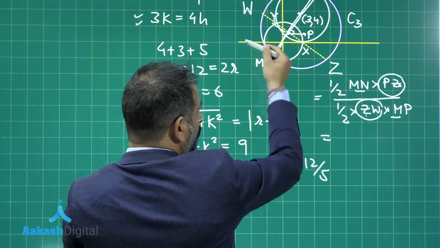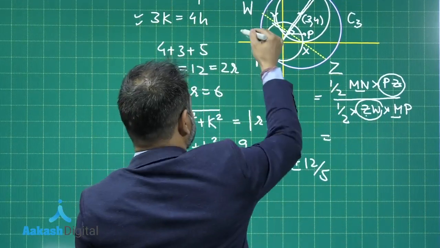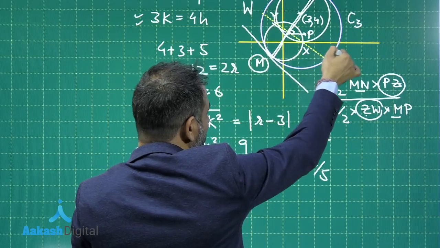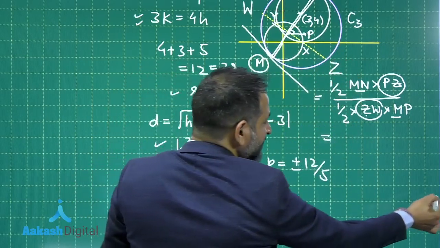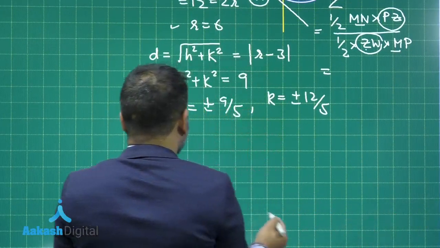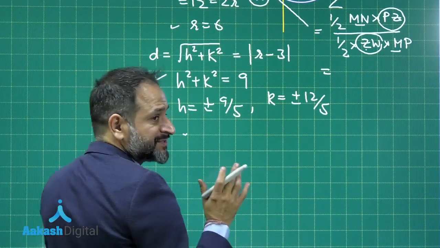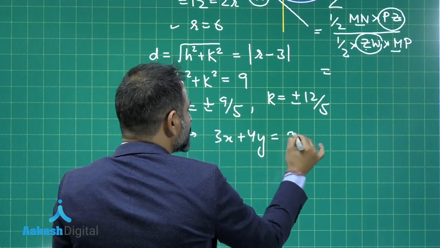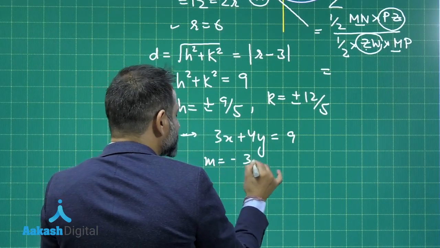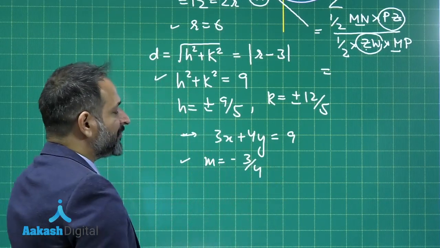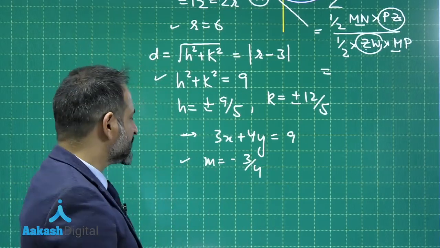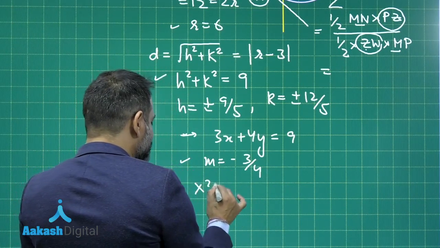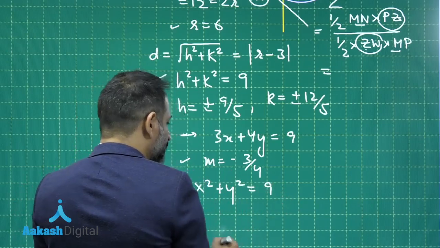The common tangent to C1 and C3, it is clear, can be drawn at M. So it will be parallel to this line XY. And what is the equation of XY? It can be easily written. If you calculate the equation of XY, which is the common chord, it is basically 3x plus 4y is equal to 9. So the slope here is equal to minus 3 by 4. With this slope, we can find the equation of the tangent to the circle x square plus y square is equal to 9. So let us find out that tangent.